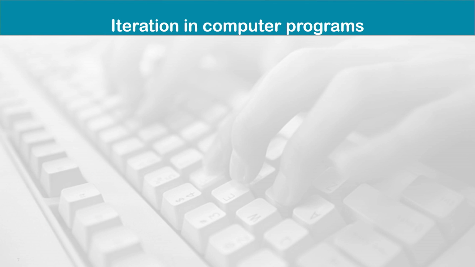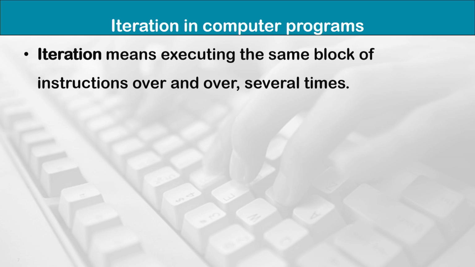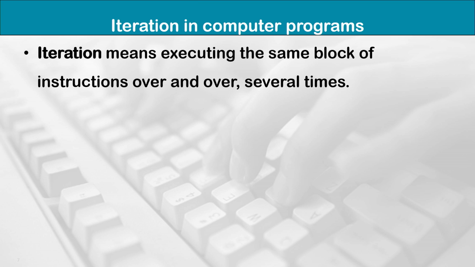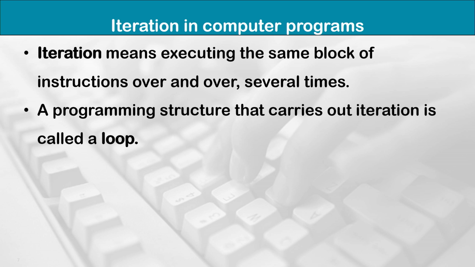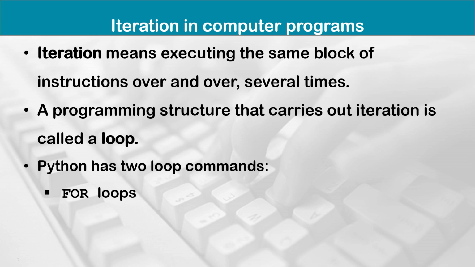Let us see how iteration is used in computer programs. Iteration means executing the same block of instructions over and over several times. A programming structure that carries out iteration is called a loop. Python has 2 loop commands: for loops and while loops.